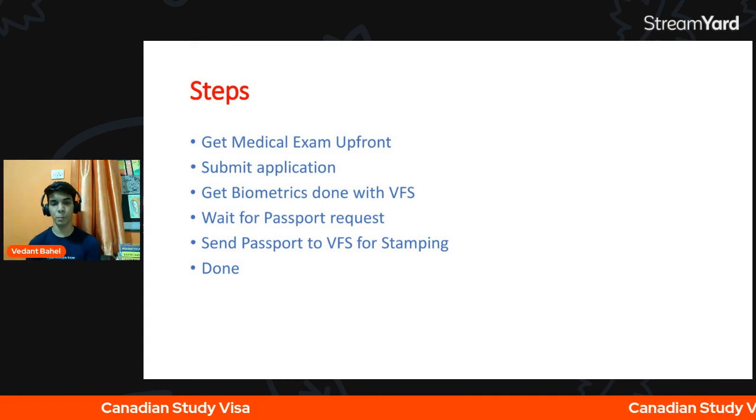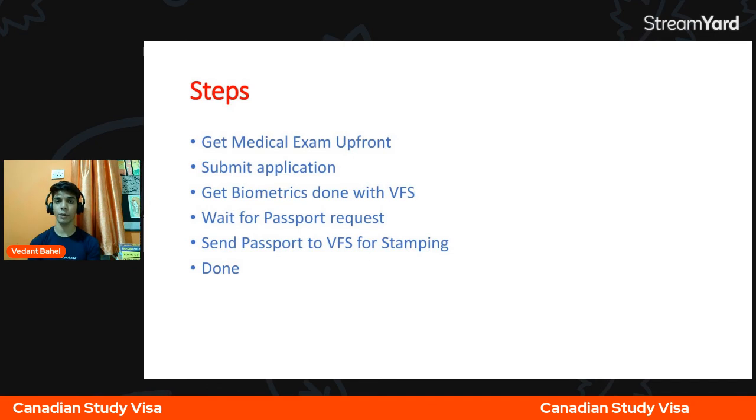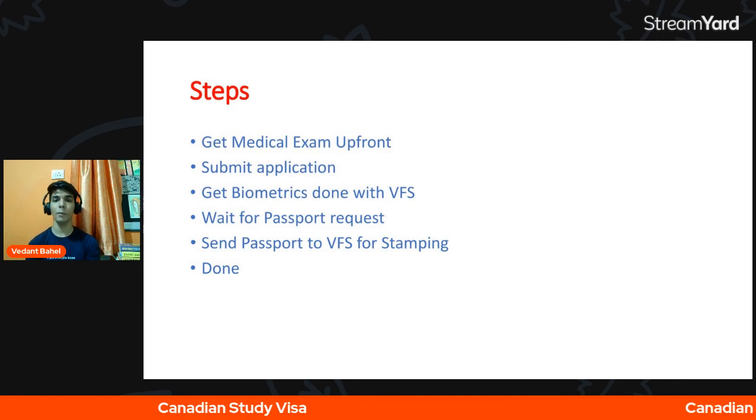Then go to the VFS website to book your biometrics. You can simply search on Google for VFS booking biometrics for Canadian study visa, then go to the website, upload the biometric letter, and book your biometrics appointment with VFS. You can select the city where VFS is located. You'll get the appointment, you have to go there and do your biometrics. It's a small procedure. I'll describe it in another video. Once your biometrics are done, your application has been completed.